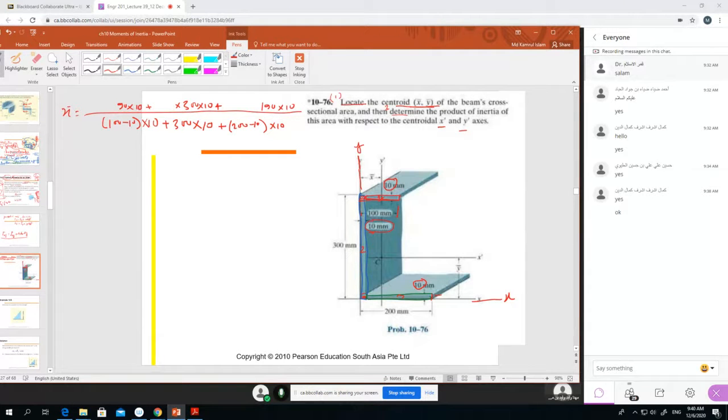From here to here is 10. So 10 plus, from here to here is 90, so 90 by 2 plus 90 by 2. Clear? This one?